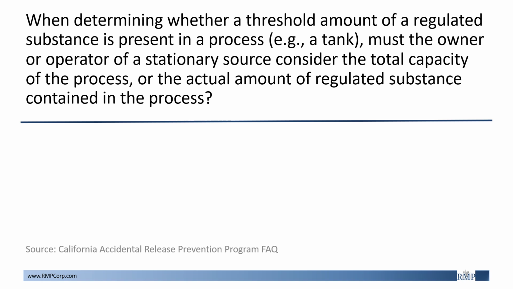When determining whether a threshold amount of a regulated substance is present in a process, such as in a tank, must the owner or operator of a stationary source consider the total capacity of the process or the actual amount of regulated substance contained in the process?